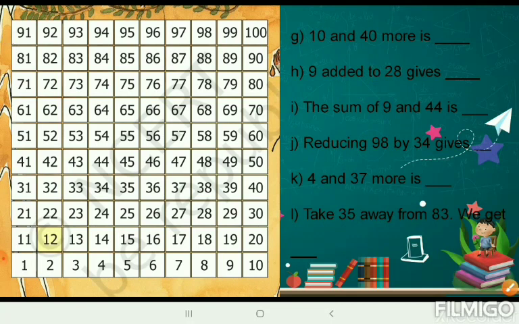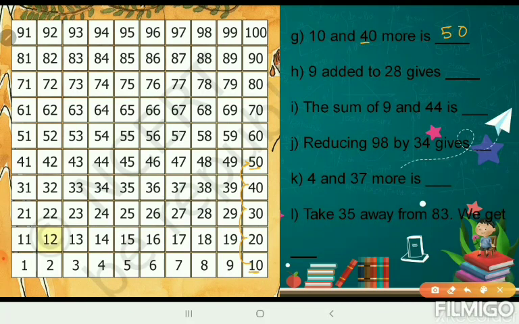Some more questions. 10 and 40 more: to 10 we are adding 40 more. 40 more means what is there in the tens place? 4. So you have to add 4 steps. You have to go 4 steps up. Where is 10? 10 is here. So you are going 4 steps up. 1, 2, 3, 4. So where did you reach? 50. Answer is 50.